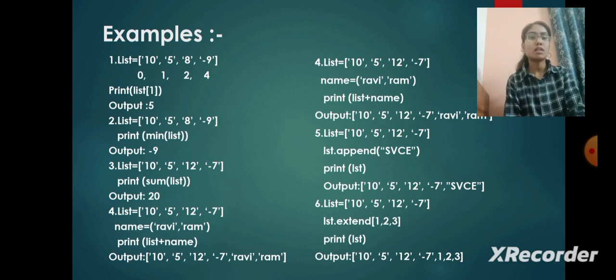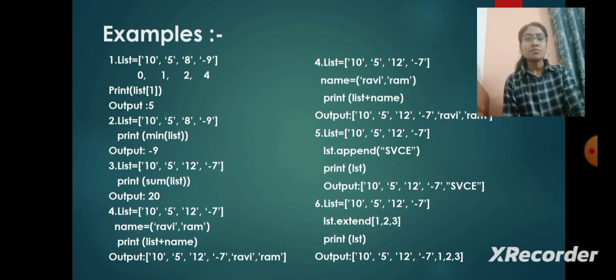And some more examples of lists. The first one is the list that includes the elements 10, 5, 8 and -9. The element 10 is in position 0, 5 is in position 1, 8 is in position 2 and -9 is in position 3. And if we print list 1 index 1, we get the output 5. And the second one is the list 10, 5, 8, -9.